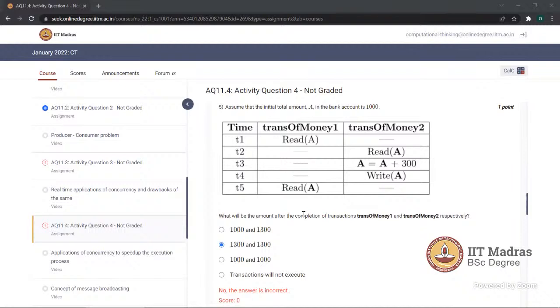You went to a bank and withdrew some money today, and you went again tomorrow and withdrew some money. Those two transactions have nothing to do with each other because they did not happen simultaneously. Concurrency or parallelism comes into the picture only when they are happening simultaneously.